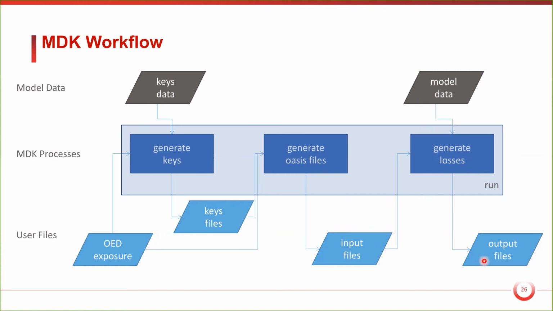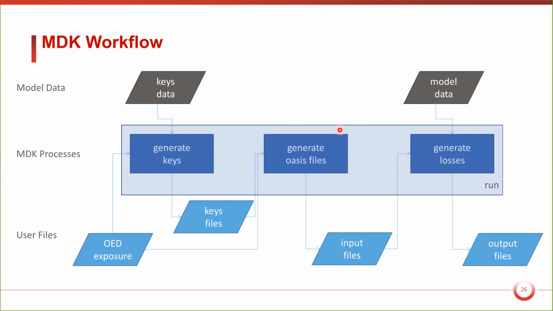And then we get the output files, which we saw in the UI there and through the API, which are things like average annual losses, loss exceedance curves, event loss tables, those kinds of things. So we have three real processes there. We generally bucket together this generate keys and generate Oasis files into what we call model preparation, and then the generate losses is model execution.